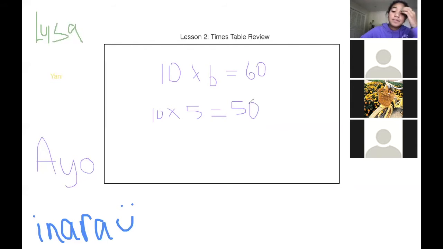And for the 10 times table, you can actually multiply any number by 10 just by moving the decimal over 1 point. So again, if you wanted to take 10 times 5 as an example, you can get this answer just by moving the decimal point over 1 digit.